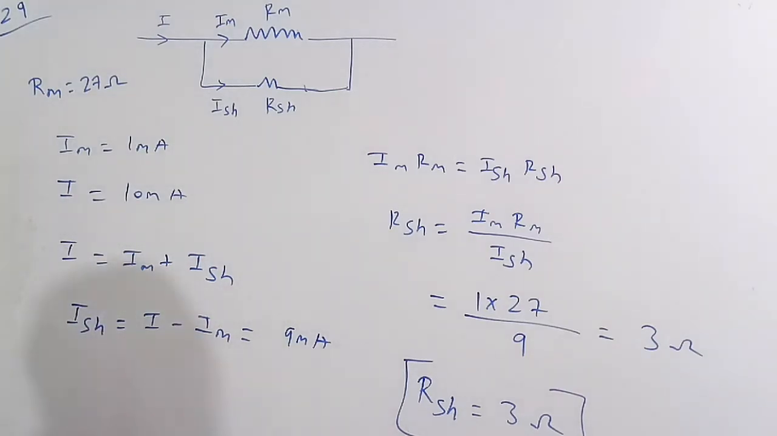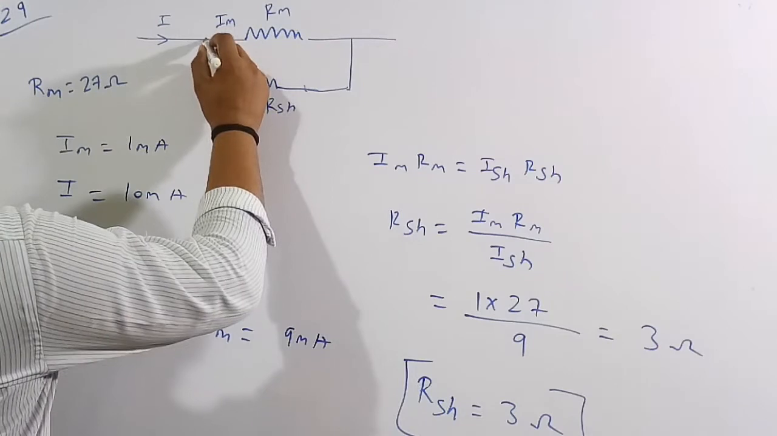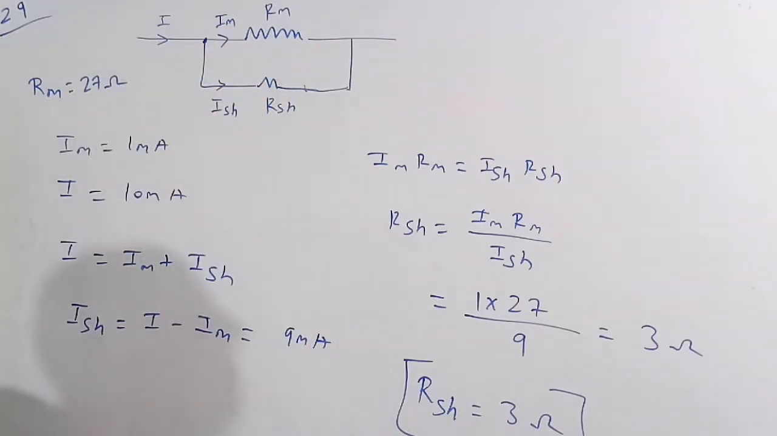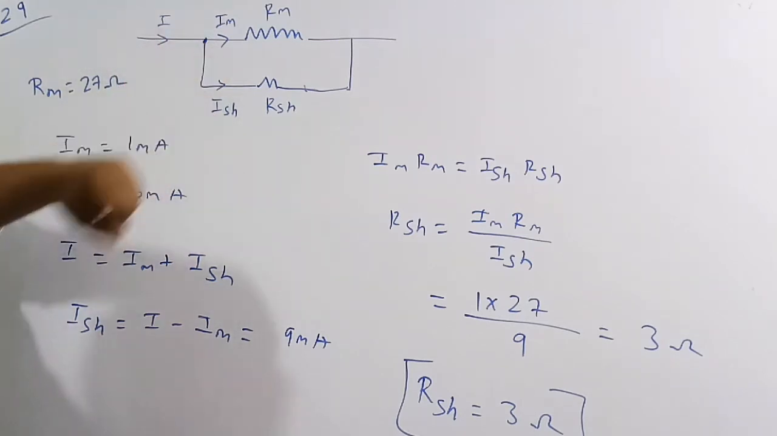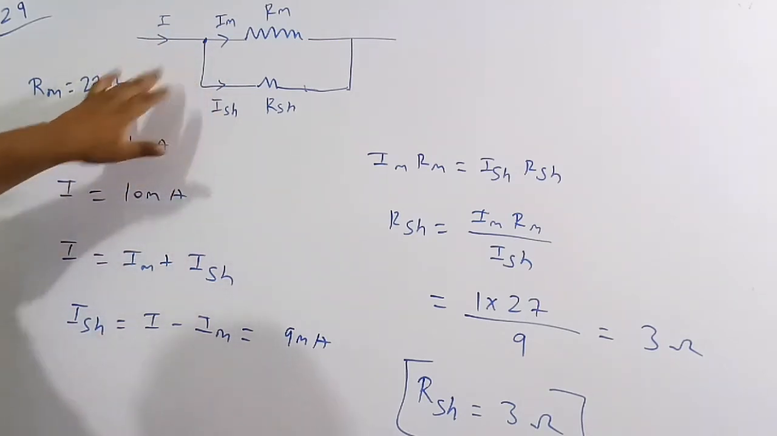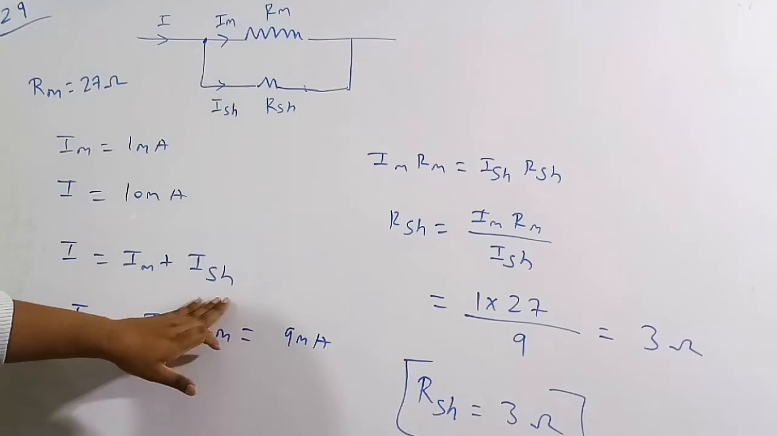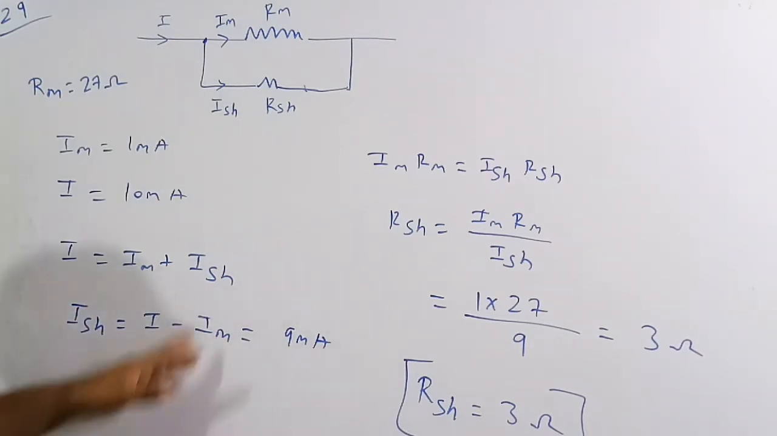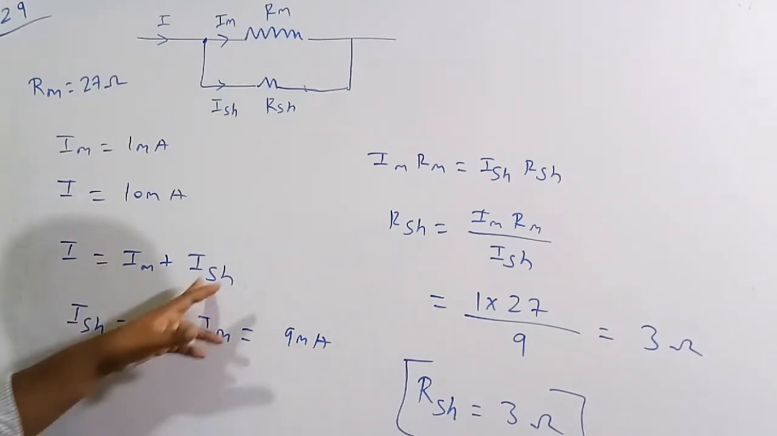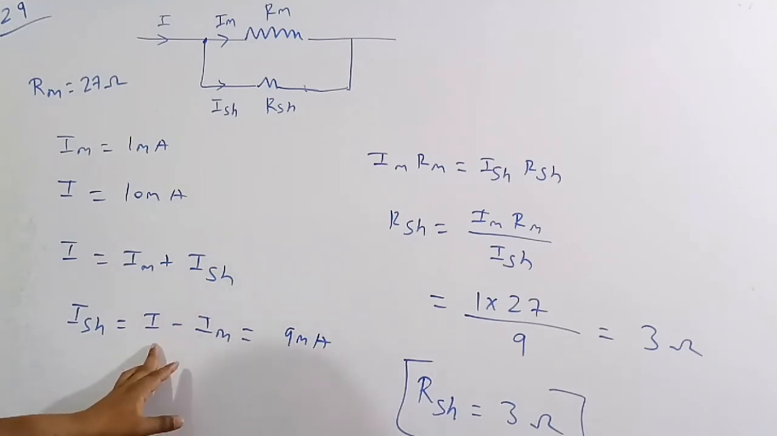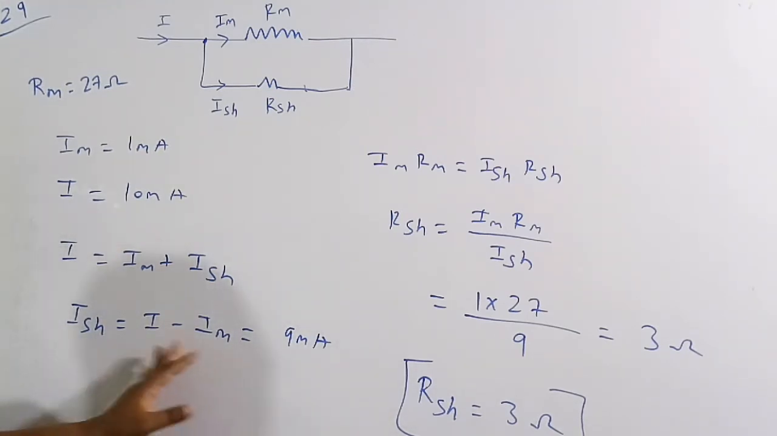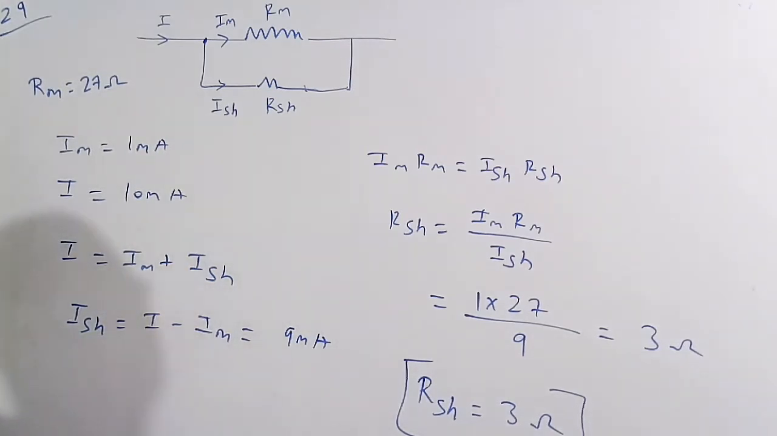If you see carefully at this junction, by using KCL, the sum of incoming currents is equal to the sum of outgoing currents. The incoming current is only I and the outgoing currents are IM and ISH. So I is equal to IM plus ISH. I want to know the value of ISH, so I minus IM is the ISH. The value of I is 10 and the value of IM is 1, so 10 minus 1 is 9 milliampere. So the value of the shunt current is equal to 9 milliampere.